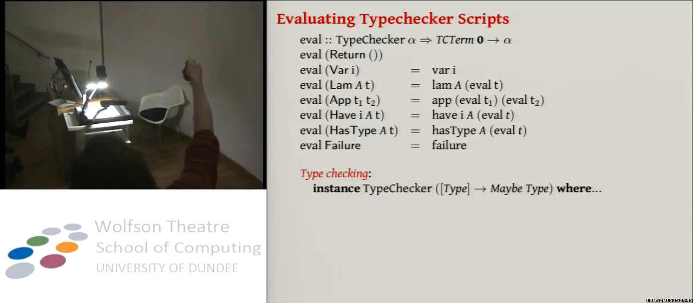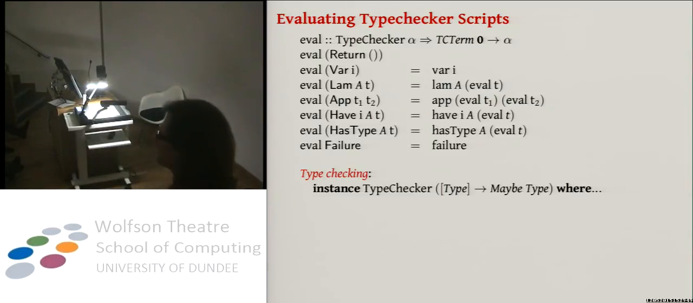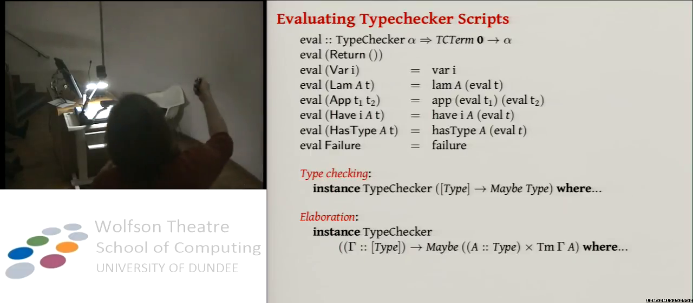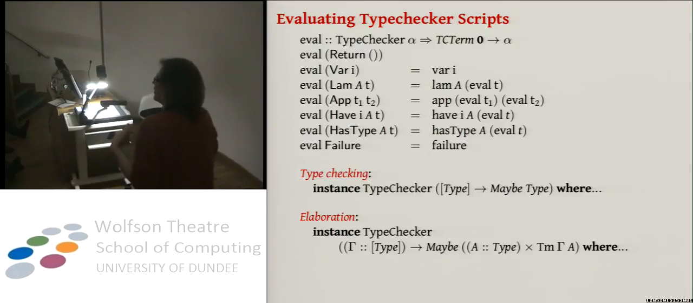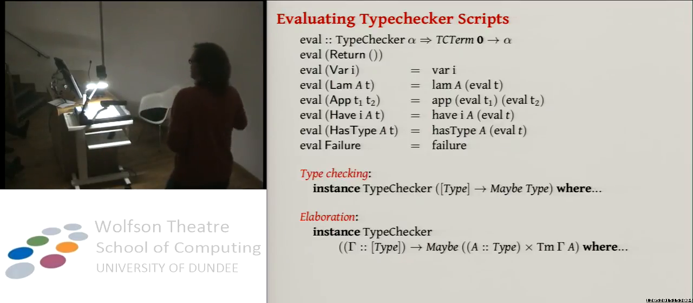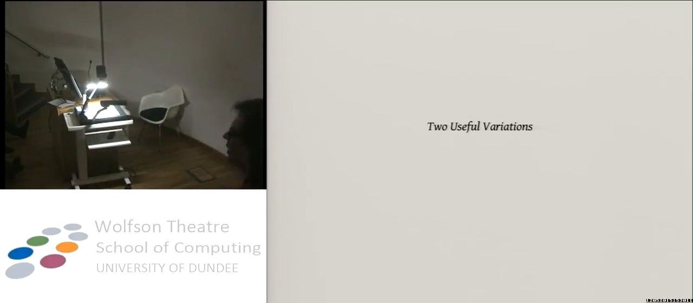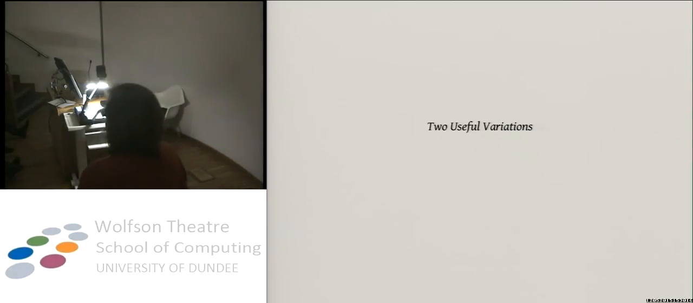And if we instantiate it with a function that takes a list of types and returns maybe type, then we get something that checks types for you. If we instantiate it in this faux Idris syntax, then we can have something which actually generates well-typed terms at the end. It takes a type checker script. As long as that type checker script doesn't return fail, then it actually gives you back a well-typed program. So, at least for the simply typed lambda calculus, we can write type checker scripts which generate terms.